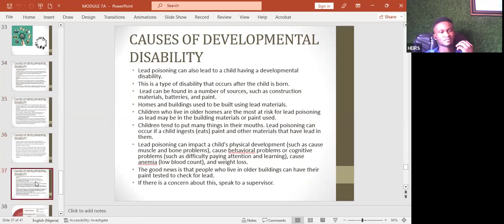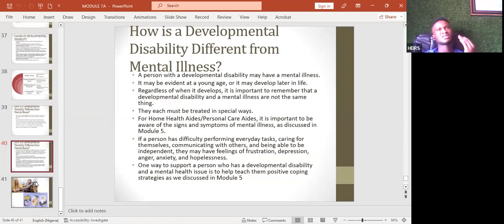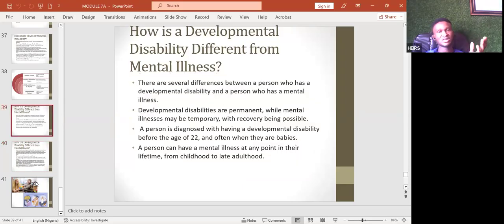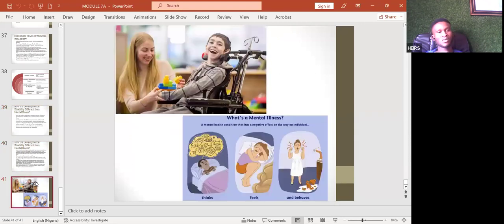Then finally, we talked about how developmental disability is different from mental illness. A person with developmental disability may have mental illness, but it may be evident at different ages. The difference majorly is that developmental disability occurs within the age of what? 0 to 22 as the highest range. Mental illness can occur at any age.